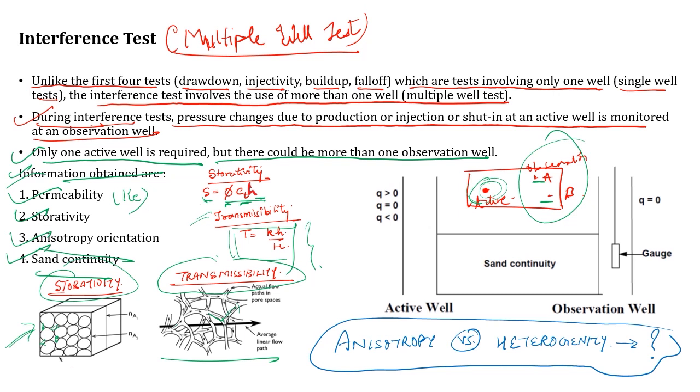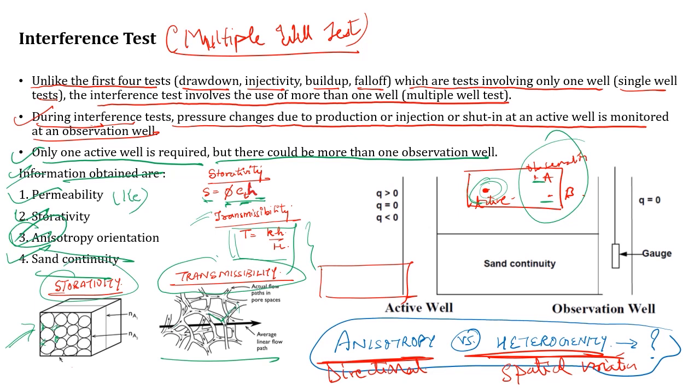Okay, now coming to the third part, which is anisotropy. Now you should understand the difference between anisotropy and heterogeneity. Anisotropy is a directional term. It is a directional property, whereas heterogeneity is for spatial variation. Let's say in a reservoir, if I'm talking about directional anisotropy, then my kx, that is my permeability in the x direction, will be different as compared to the permeability in the y direction. That means anisotropy means my properties are changing with direction.